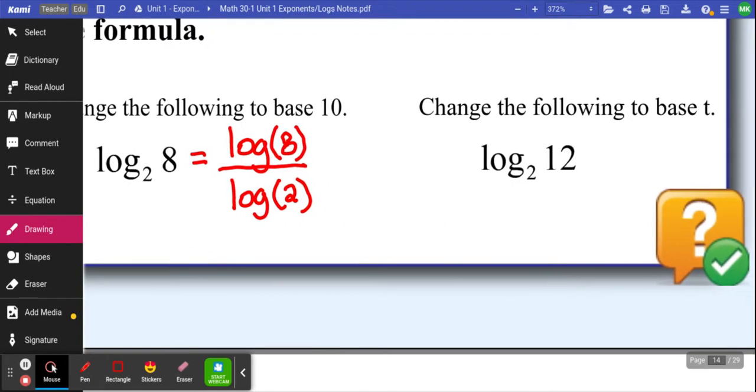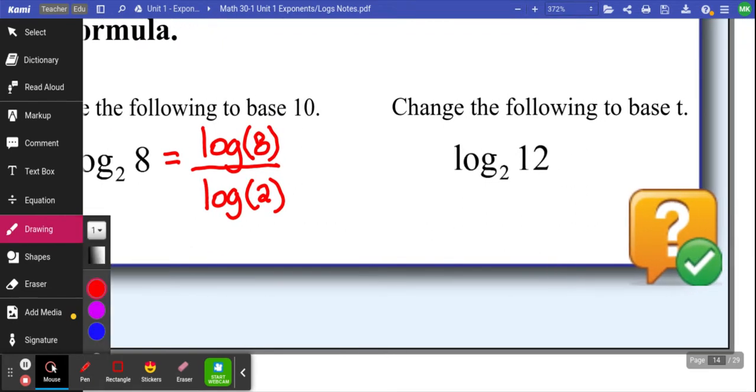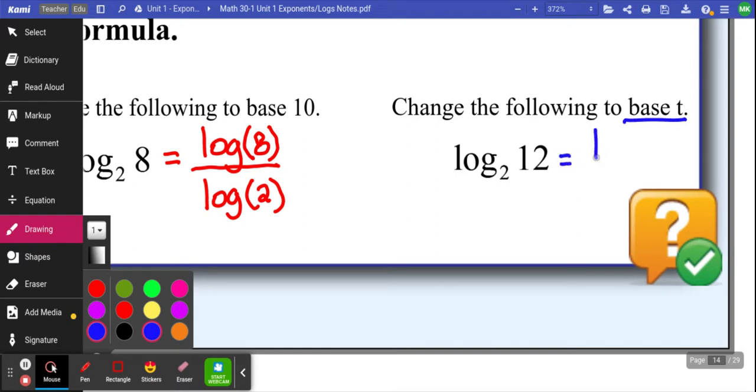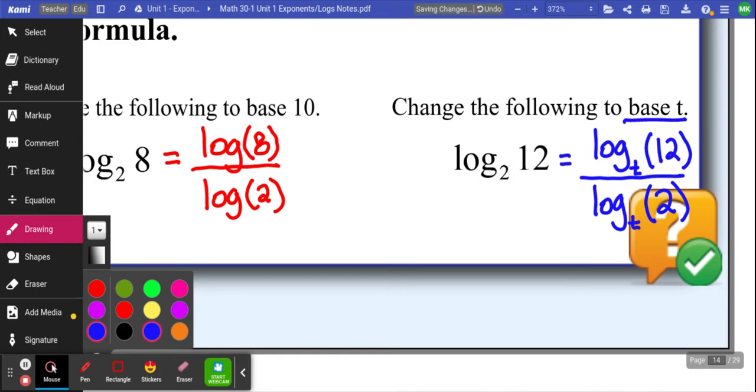But I could take this and write it as base t. So I could rewrite this as log t of 12 divided by log t of 2. So you could choose any base. It's just that base 10 makes sense because our calculator knows base 10. Again, it's a log. I don't spend a lot of time on it just because we do calculations like that all the time. It's just how I use my calculator.